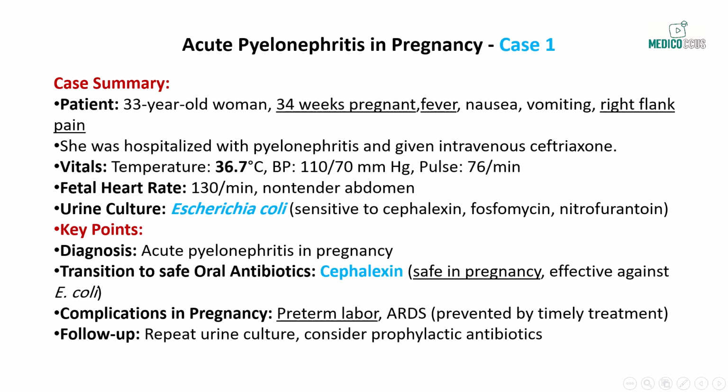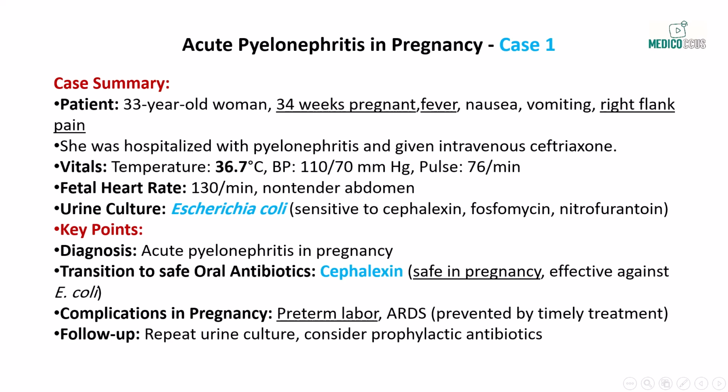So, what's the most appropriate oral antibiotic for this patient? The correct answer is cephalexin. This case highlights a common scenario in pregnant patients who are at an increased risk of acute pyelonephritis due to pregnancy-related urinary tract changes, such as ureteral dilation, which allows bacteria to travel up to the kidneys. E. coli is the most common bacteria, responsible for around 70% of cases.